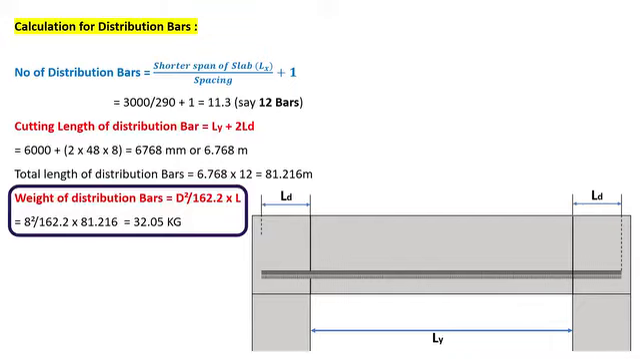Weight of distribution bars will be equal to D square upon 162.2 into L. D is the diameter of distribution bars, which is given as 8 mm, and L is the total length of distribution bars, which is calculated as 81.216. On substituting these values, the total weight of distribution bars will be equal to 32.05 kg.